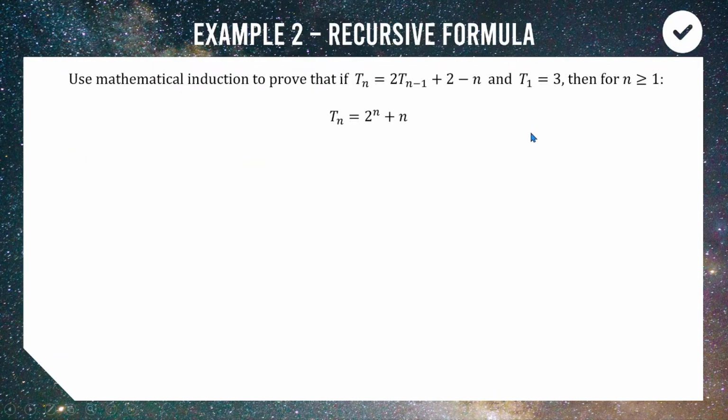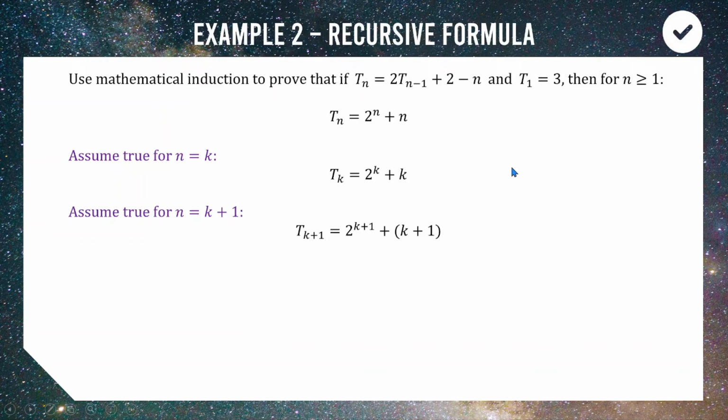Assuming true for the kth term, so we're going to assume that t_k is equal to 2 to the k plus k. Let's try and use that to show that this works for the next term along, which is the k plus 1th term. Once again, we are going to try and prove this formula using the recursive formula from the question, which is that the term is equal to 2 times the term before it plus 2 take away n. So on the left-hand side, the term of k plus 1 is 2 times the term before it, so this is the kth term, plus 2, and then take away which term you're looking at, which is k plus 1 instead of n.